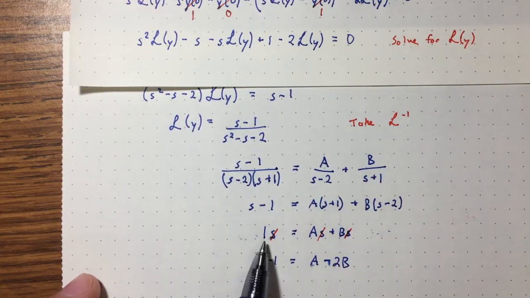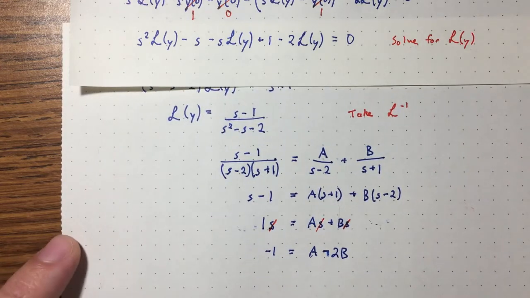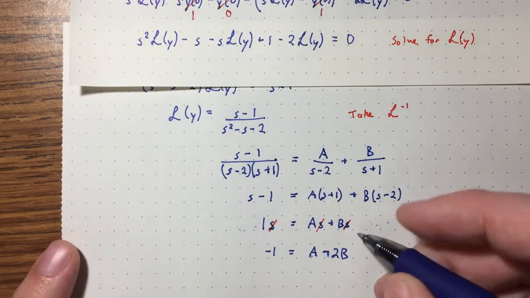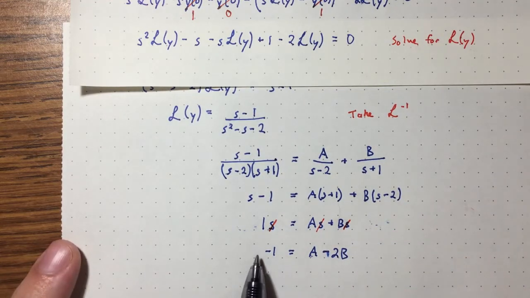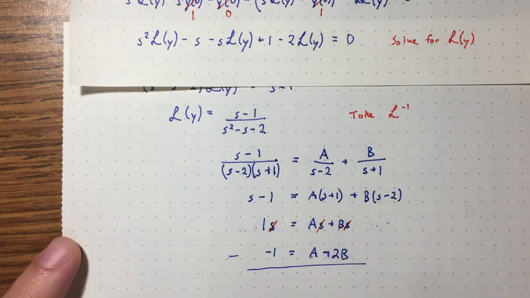Right. a plus b is 1. The coefficients have to be the same on both sides. Okay, so what does this mean? Well, there are many ways of solving this. Maybe I'll subtract the second equation from the first one to cancel out the a's.